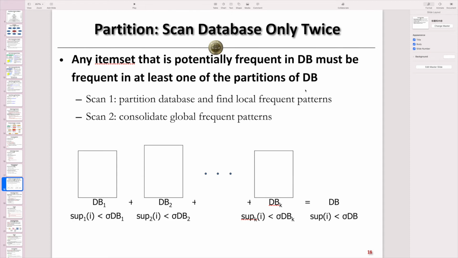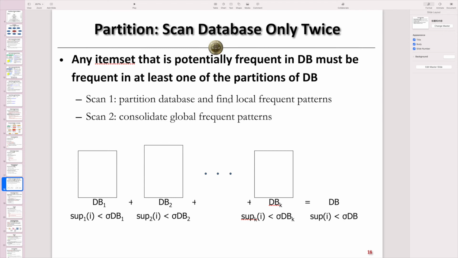Here we can partition a large-scale database into multiple parts, multiple partitions or subsets. If an item set is potentially frequent in the overall database, then it should be frequent in at least one of the partitions. If a pattern is non-frequent in every one of these partitions, then it is impossible for this item set to be frequent in the overall database. Therefore, based on this idea, we can propose a method to improve the scanning process of this algorithm for mining frequent patterns.